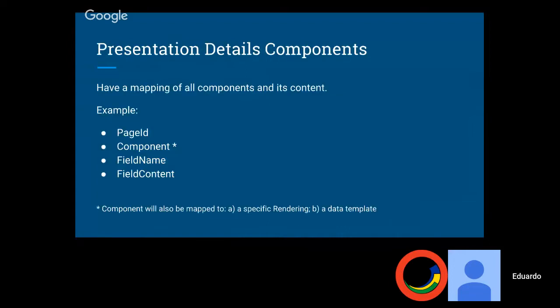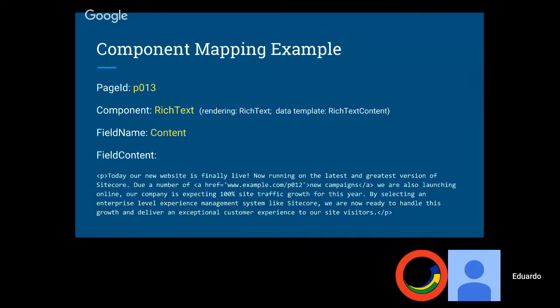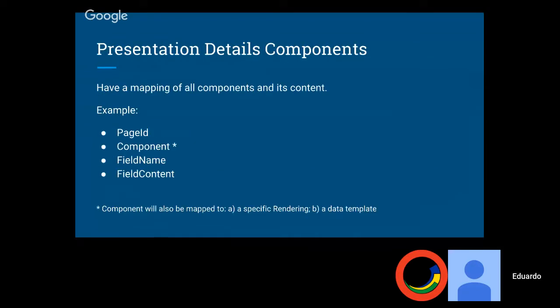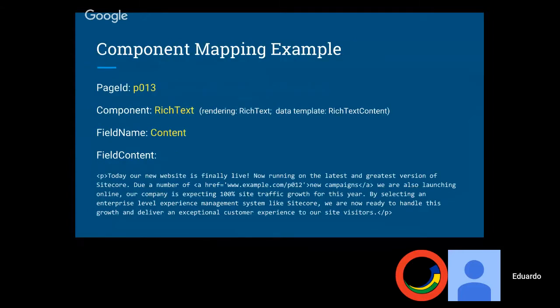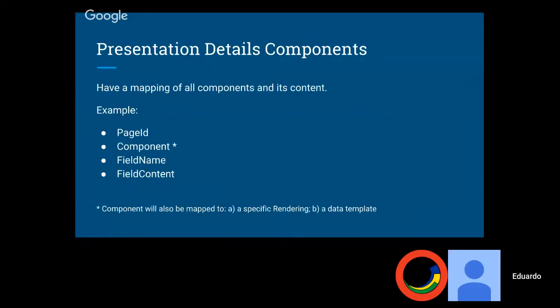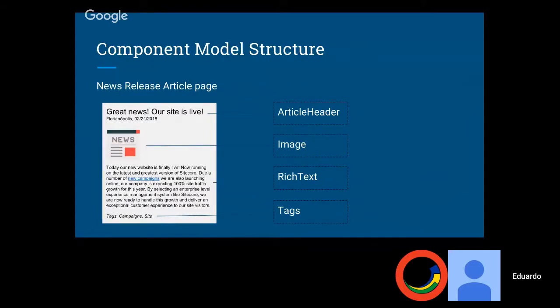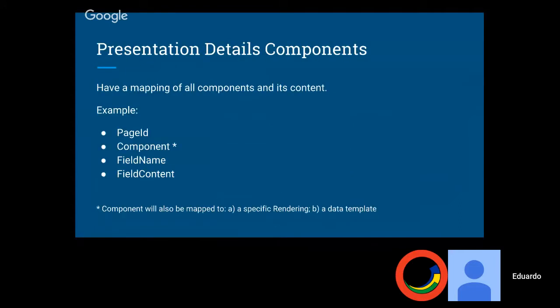So let me go now to the demo, but before I do that, let me just go through this particular slide in terms of the approach that I'm using. Again, when we're talking about the different components, we need to have that mapped. So the approach I'm going to have here is having those components in a database. My database will have the page ID and then all the components for that page. And for each component, I'm going to have field name and content. And the component will be mapped to a specific rendering and a specific data template to be used for the data source.